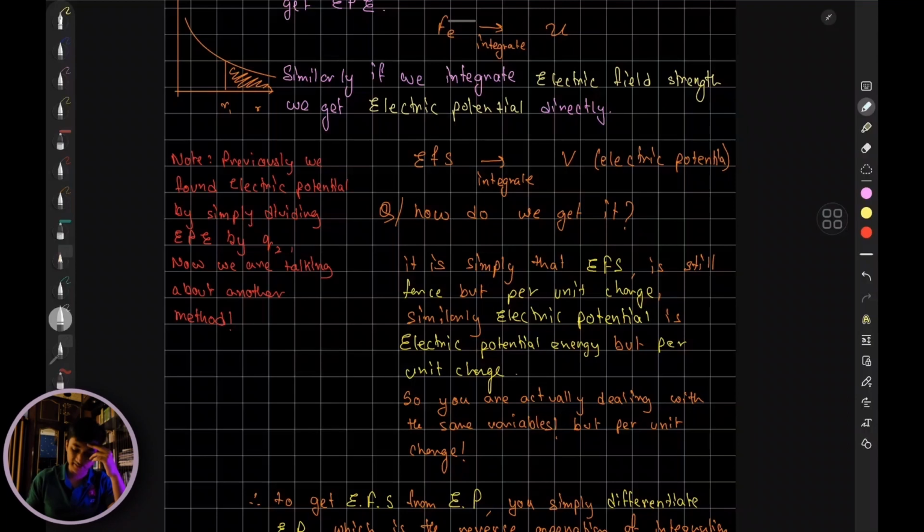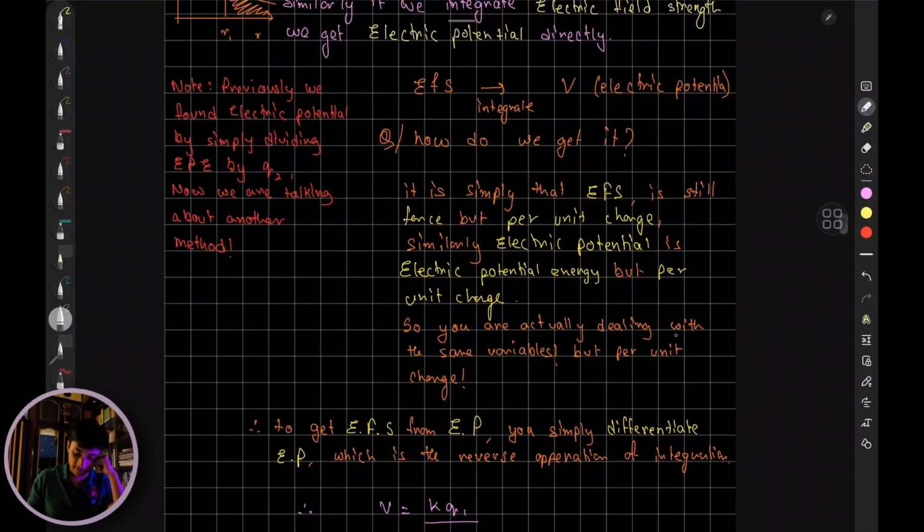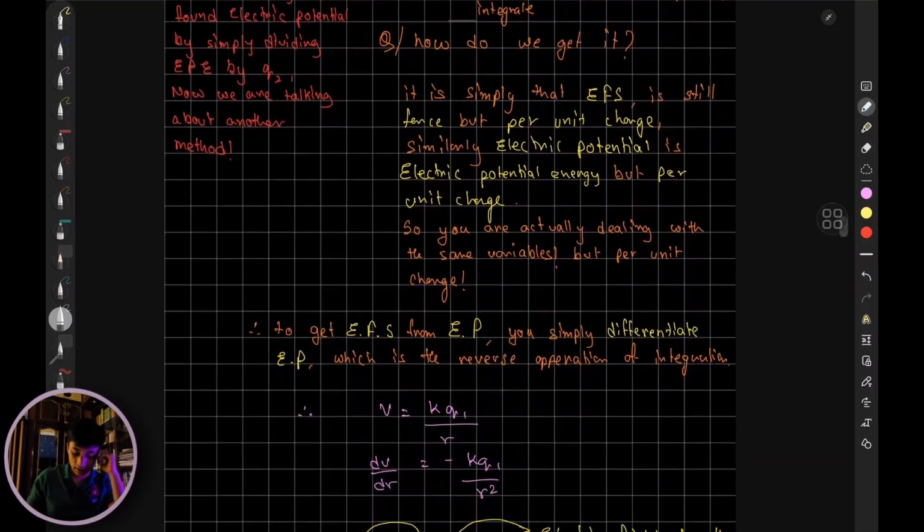It is simply that electric field strength is still force but per unit charge. Similarly, electric potential is electric potential energy but per unit charge. So you're actually dealing with the same variable but per unit charge. We're still dealing with force, we're still dealing with work done, but both in terms of 1 unit of charge.